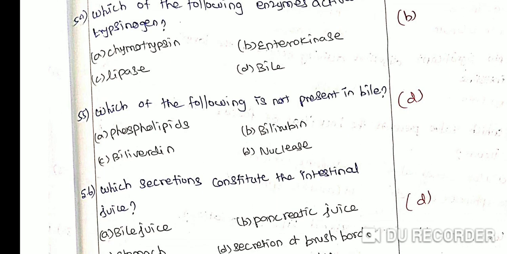Which of the following is not present in bile? Phospholipids, bilirubin, biliverdin, nuclease. The correct answer is option D nuclease. Nucleases are not present in the bile as this enzyme is a secretion of the pancreas. The bile released into the duodenum contains bile pigments like bilirubin, biliverdin, bile salts, cholesterol and phospholipids. No enzyme is present in bile juice.